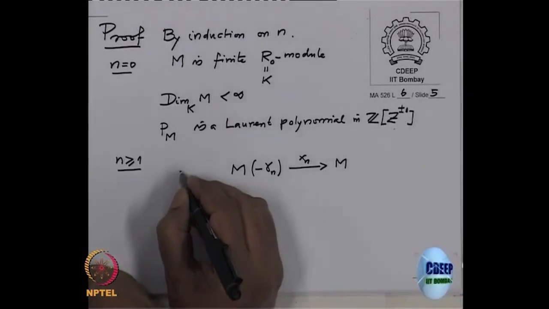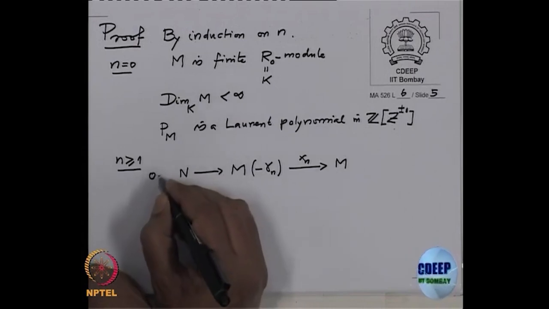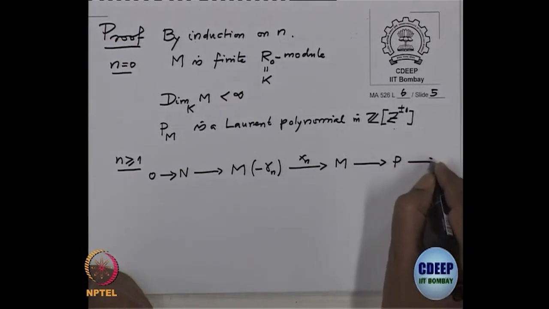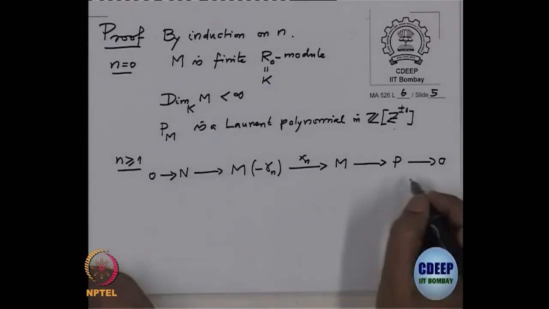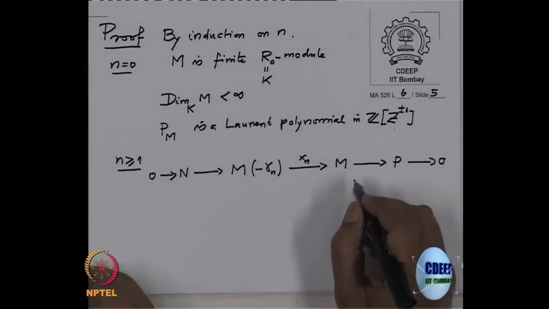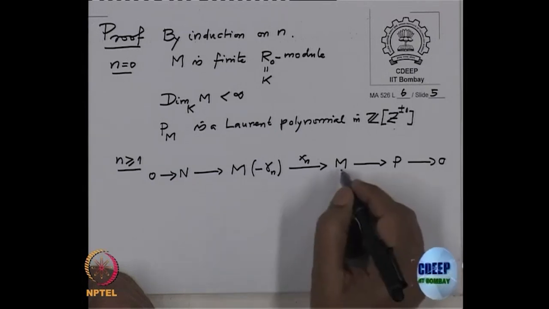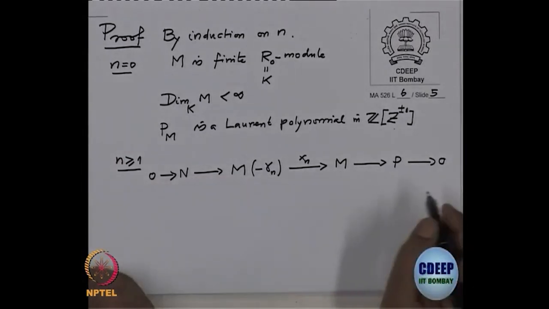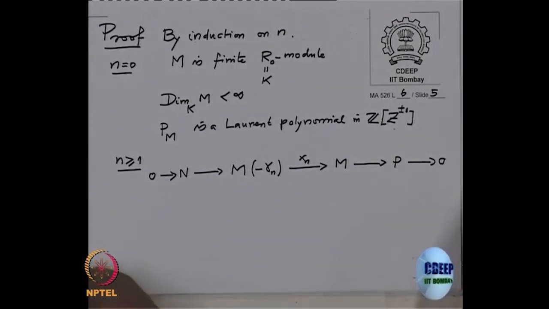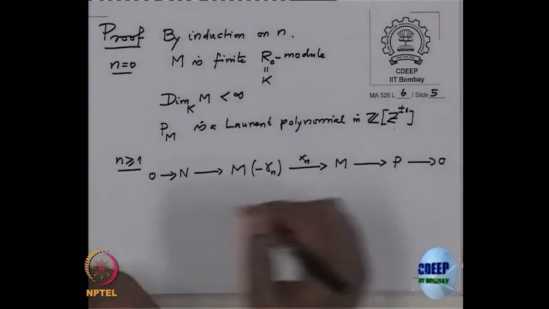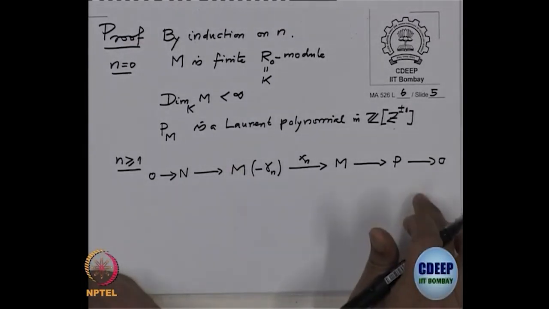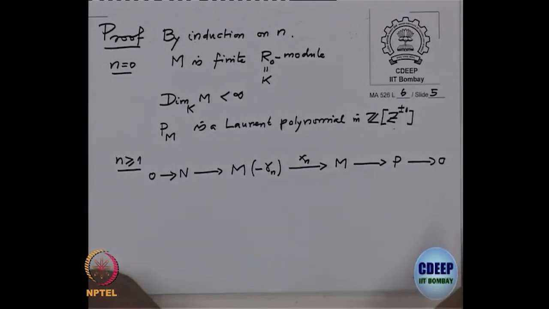So look at the kernel, let us call it N, and P to be the co-kernel. So we will get an exact sequence like that. Remember, co-kernel means this module modulo the image. So this is an exact sequence, and that means that at each stage it is exact. Last time we recalled that whenever you have an exact sequence of graded modules with homogeneous homomorphisms, then the alternating sum of the Poincare series will be 0.